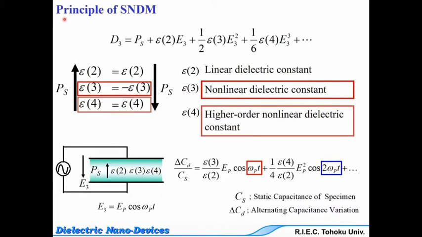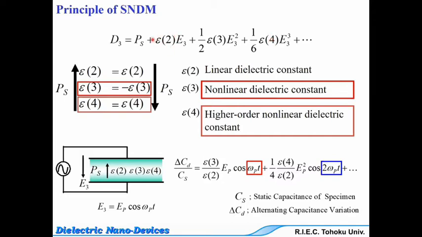And this figure shows the principle of the SNDM when we measure the ferroelectric polarization. This equation shows the polynomial expansion form of electric displacement as a function of electric field E3. The PS means the spontaneous polarization, the expansion coefficient epsilon2 is a linear dielectric constant, and epsilon3 is a nonlinear dielectric constant, a third rank tensor, and epsilon4 is a higher order nonlinear dielectric constant, a fourth rank tensor.